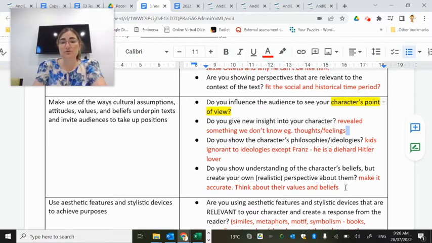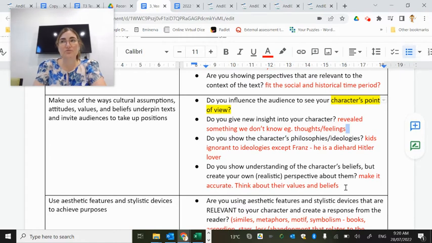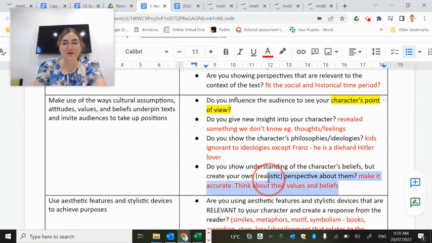So, do you show your understanding of the character's beliefs, but you reveal something that we don't know as long as it's authentic to the character? It's a little bit tricky to do that, but you need to think about their values and beliefs, and is what you're talking about relevant?